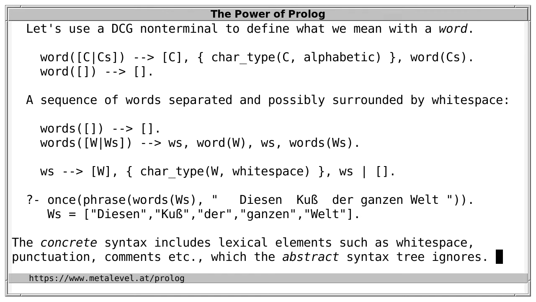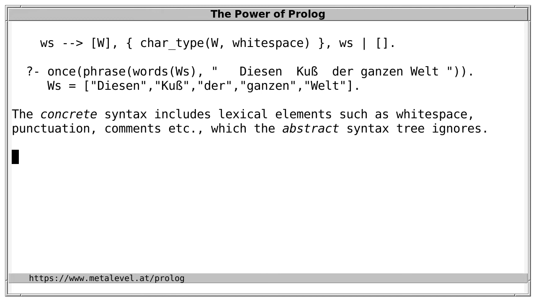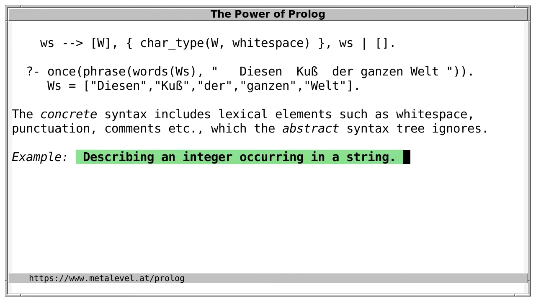And this example also illustrates why we call an abstract syntax tree abstract, because it ignores syntax elements such as whitespace, punctuation, comments, and so on. And such elements are part of the concrete syntax of a language, and they can be safely ignored in many cases. And as another example, let's describe an integer in a string.